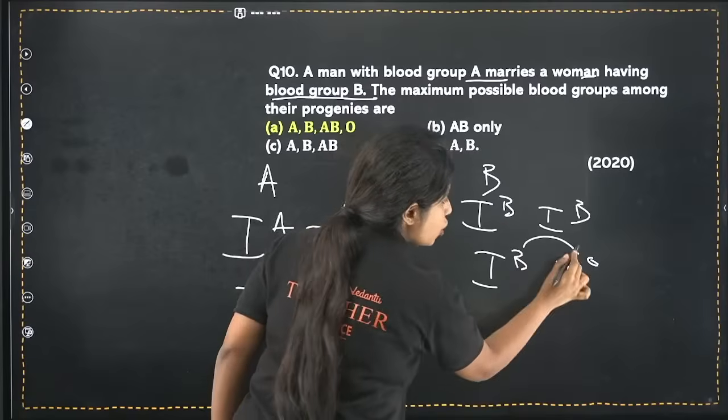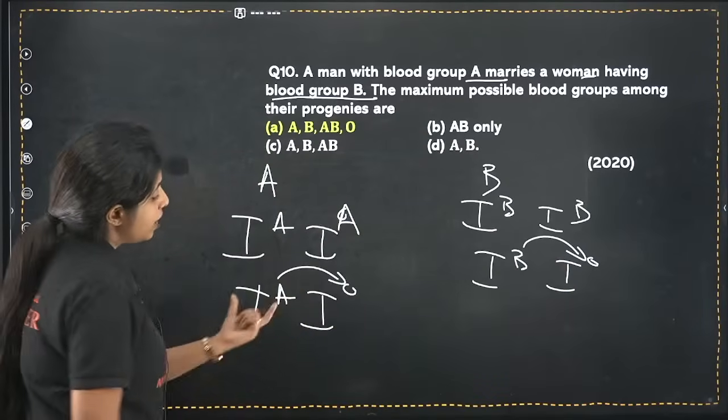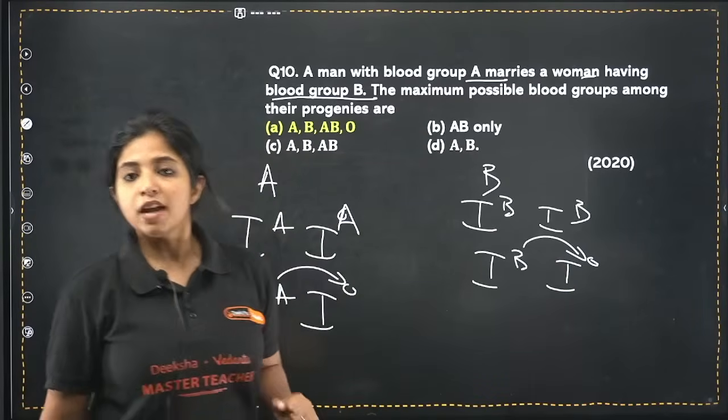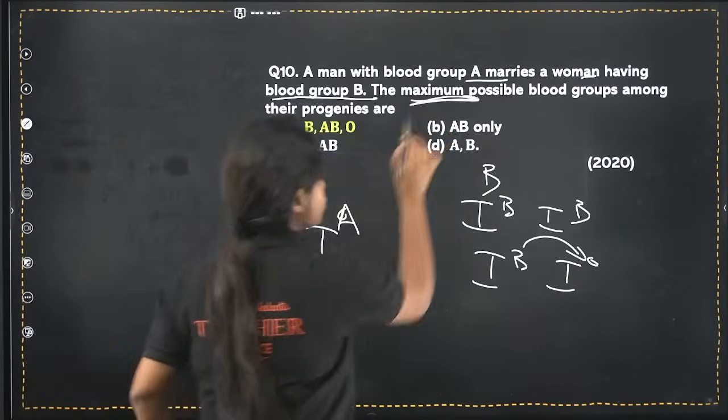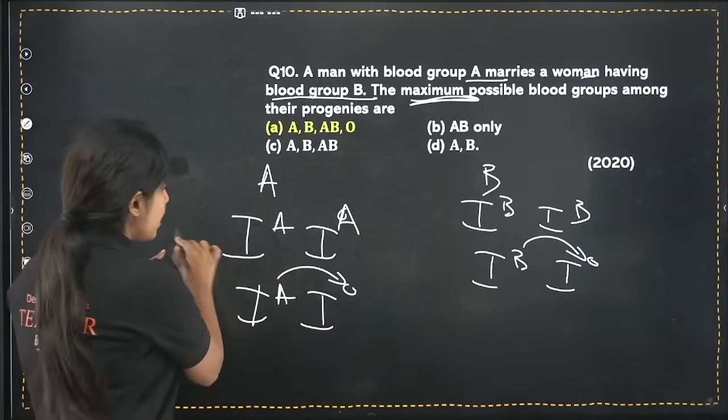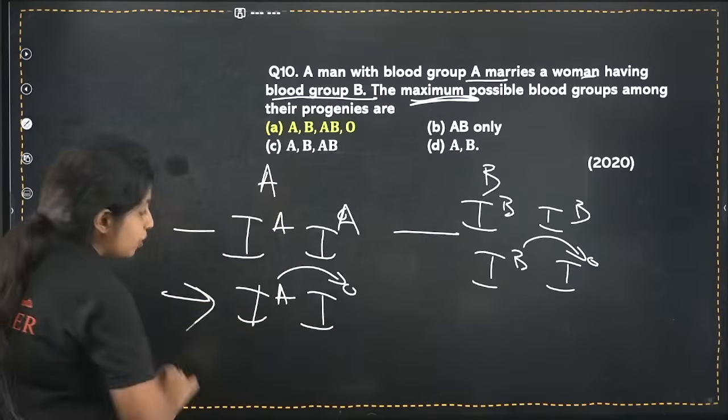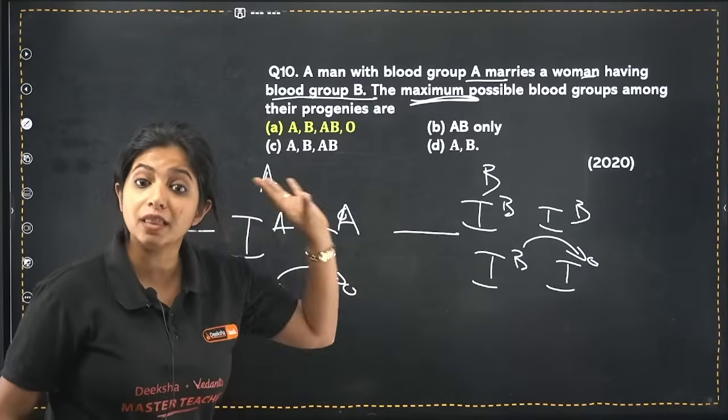Why? Because B is dominant over O. Similarly, A is dominant over O. It will give A blood group, it will give B blood group. Now, you have been asked about the maximum possible. So which one will you consider? You will not consider this cross. You will consider the cross between both of them for finding the maximum ones.